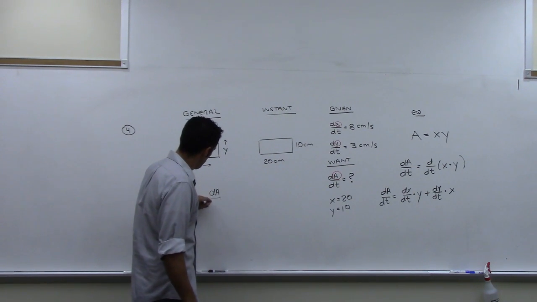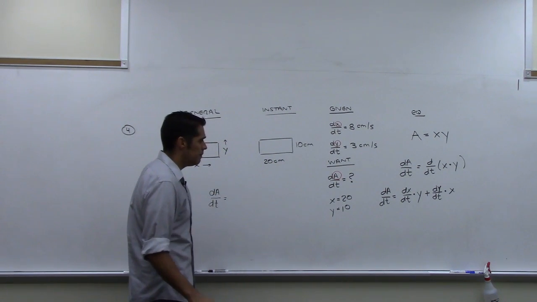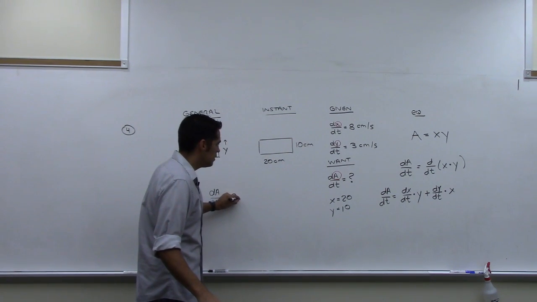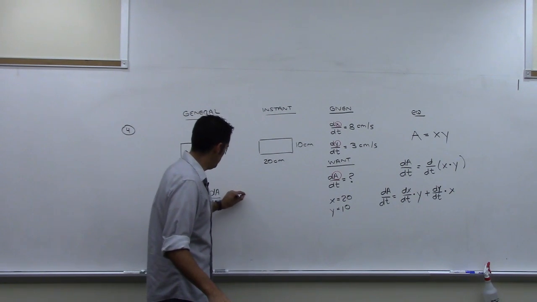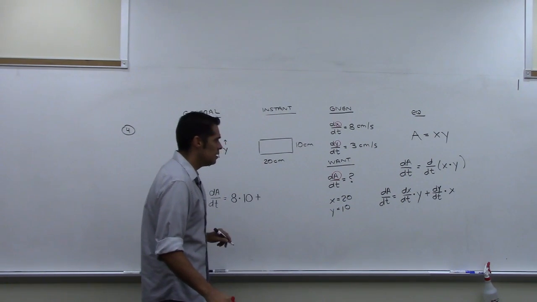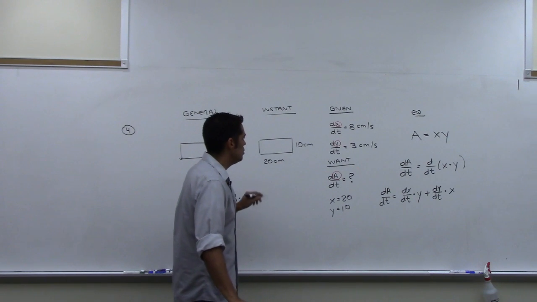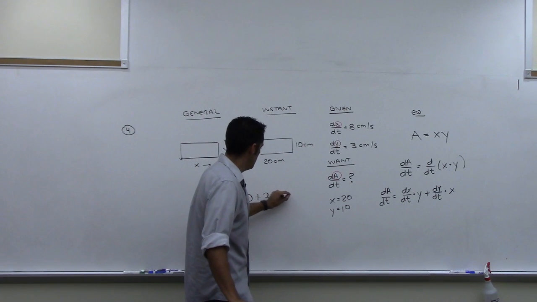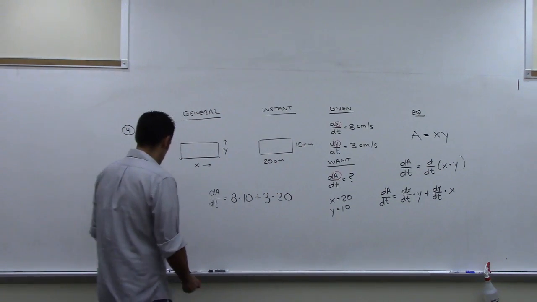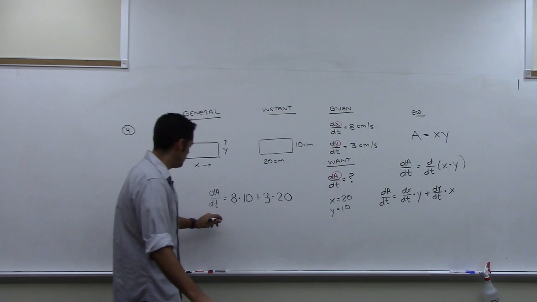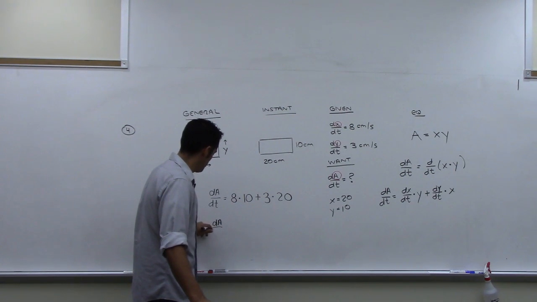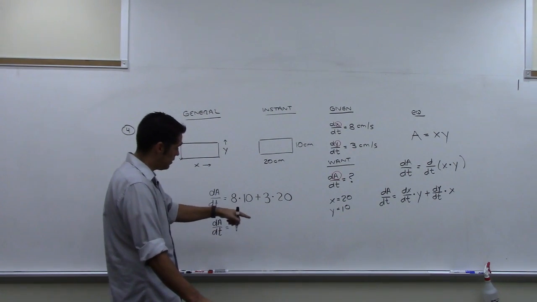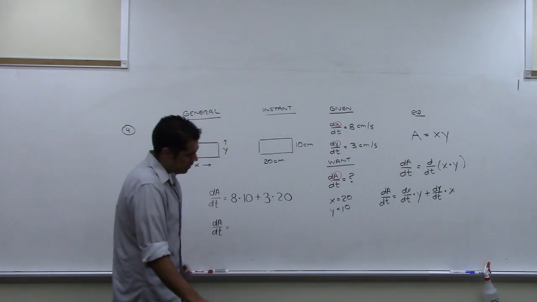dA/dt is equal to dx/dt, which was 8, times y, which is 10, plus dy/dt, which is 3, times x, which was 20. And again, notice I'm not using my units. I'll get my units at the very end. So dA/dt should be 8 times 10, it's 80, plus 60, 140.